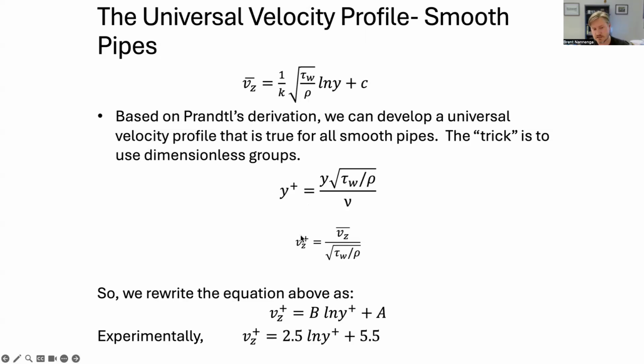We can also do dimensionless velocity here. So dimensionless velocity in the z direction is going to be your average velocity in the z direction divided by the square root of the shear stress of the wall over density. So if we rewrite the equation above using these numbers, you end up with the dimensionless velocity is equal to some constant b, natural log of dimensionless distance, plus a. Now, experimentally, when they calculated a bunch of experiments using these forms, they found that b is equal to 2.5 and a is equal to 5.5. So now, if we plug in 2.5 and 5.5, we now have a dimensionless flow profile that describes the flow in the turbulent region of the pipe.